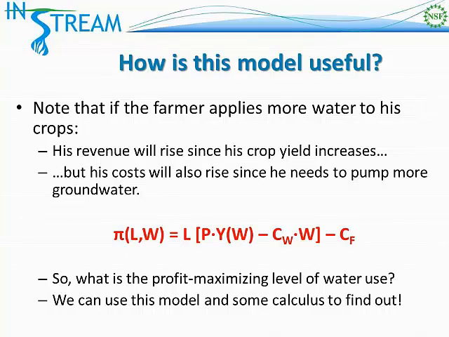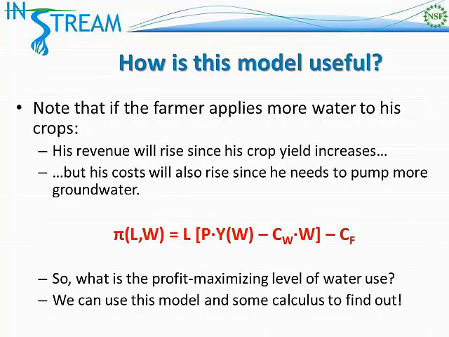So here's an interesting situation where if the farmer uses more water, it increases his revenue, thereby increasing his profits, but more water use will also increase the farmer's costs, which will decrease his profits. So what is the right amount of water use for the farmer? There's probably some sort of sweet spot at which there's a water use level that will maximize the farmer's profit. And this is going to be known as the profit maximizing level of water use.